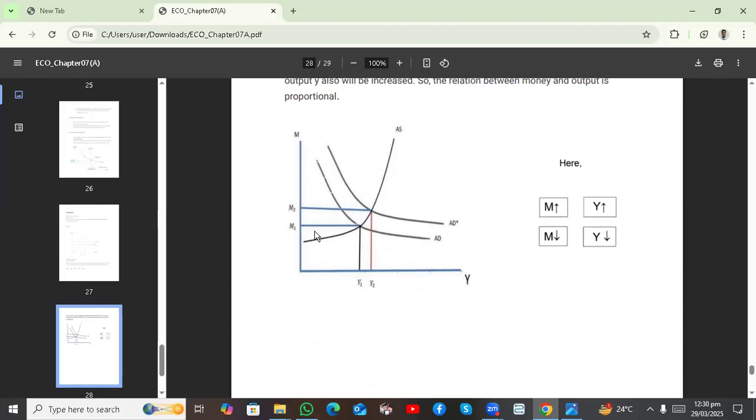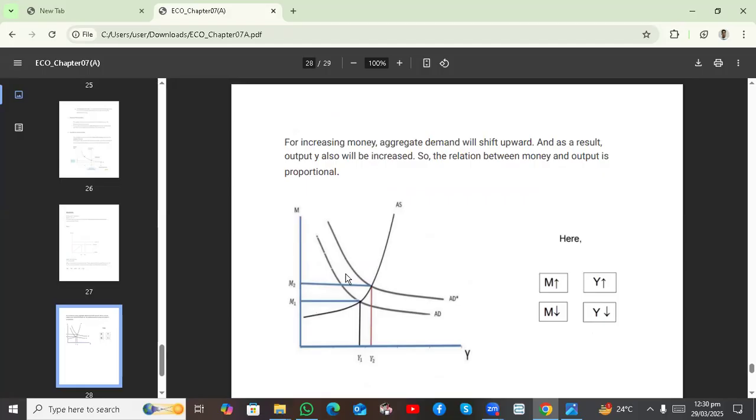Here we can see that for increasing money, aggregate demand will shift forward. This is the aggregate demand curve shifting forward from this, and for this, output Y will also be increased.